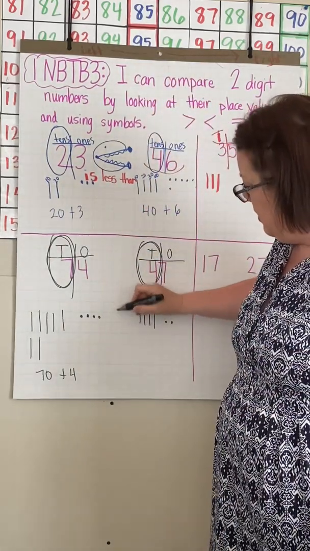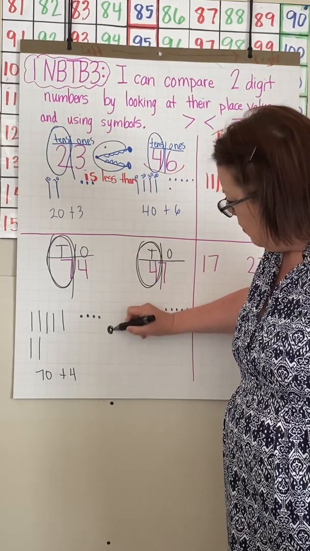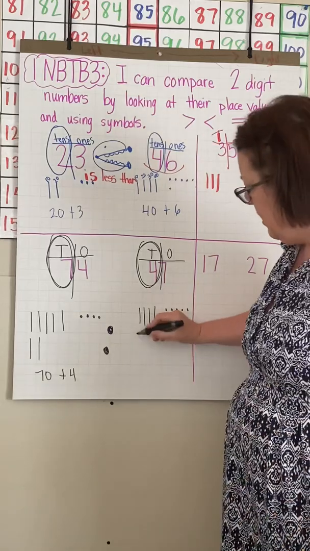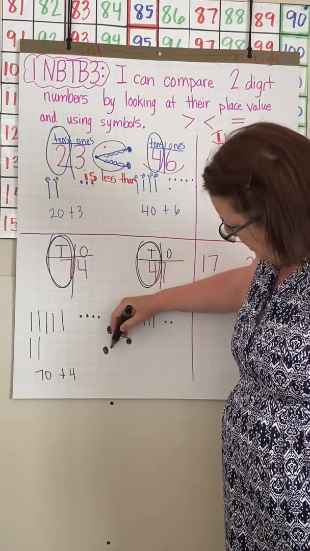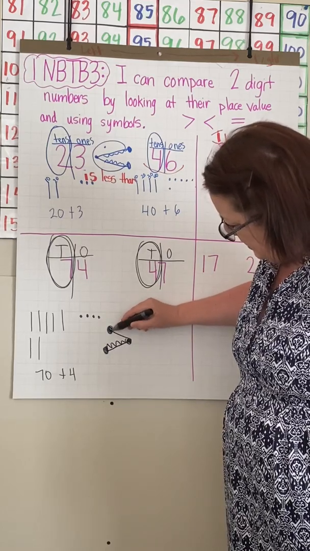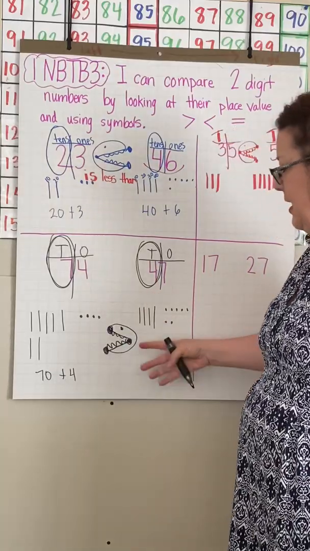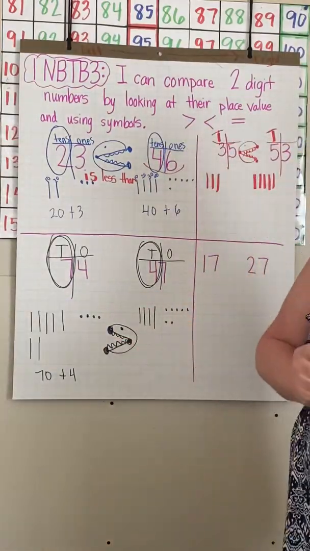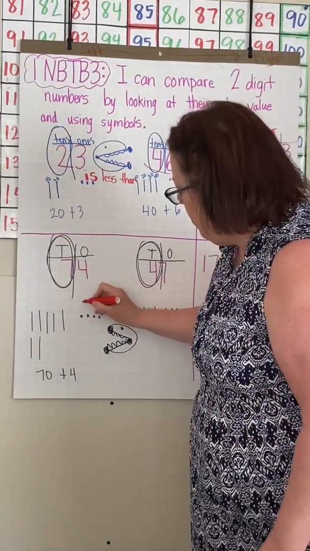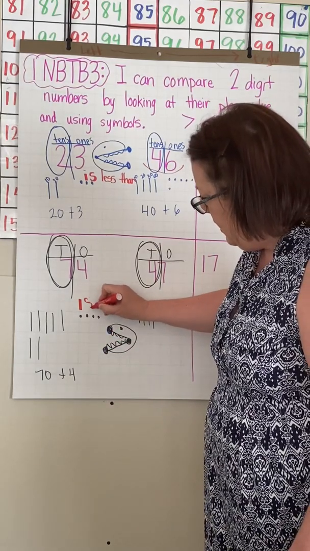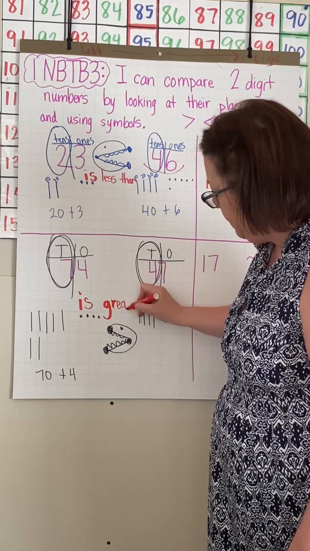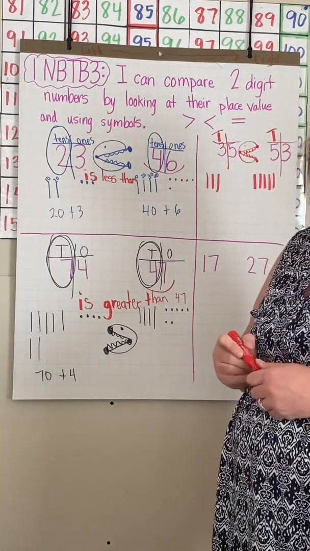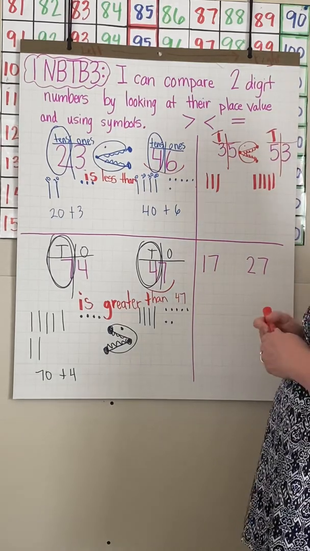It's greater than 4, so I'm going to give it 2 dots. Over here, 4 tens is fewer, it is less than, so I'm only giving it 1 dot. I'm going to connect them. Okay, make a mouth inside. And I know that it's going to eat that bigger number. Okay. And to be able to read that, I can say that 74, because it has 2 dots, is greater than 47. Okay?